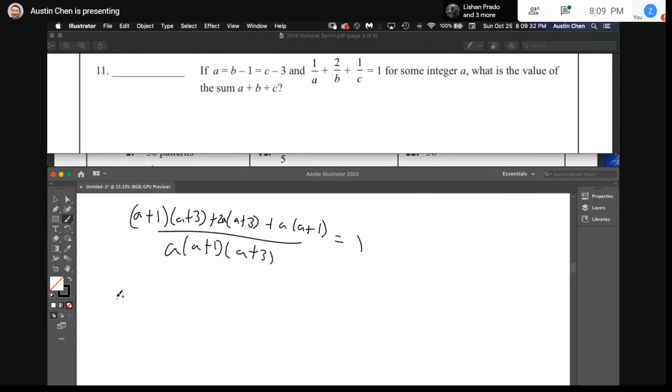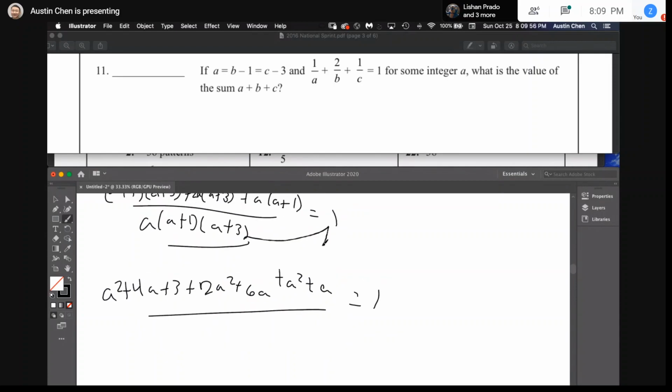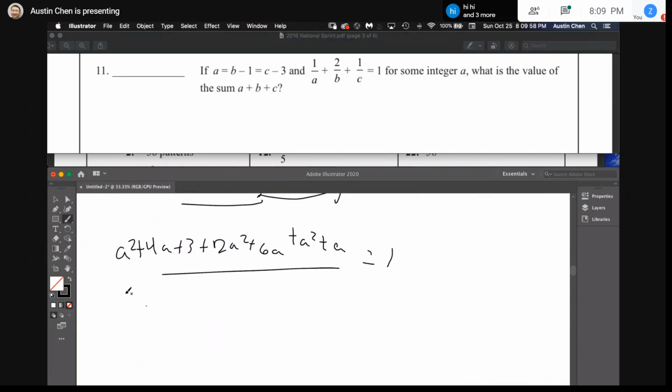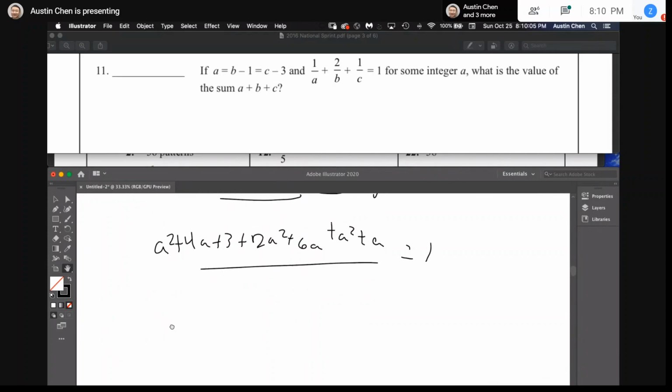And we need to expand all this. And we can leave the bottom, and we should expand the top. So then the top is A squared plus 4A plus 3, plus 2A squared plus 6A, plus A squared plus A. And we'll just leave the bottom as is, and it equals 1. Or actually, we should put it over there, right? Okay. And then we should simplify this, and we should also expand this, so then we can combine terms, right?